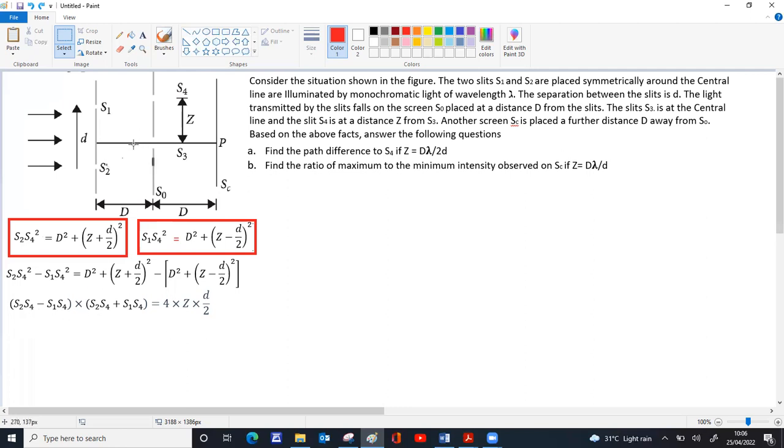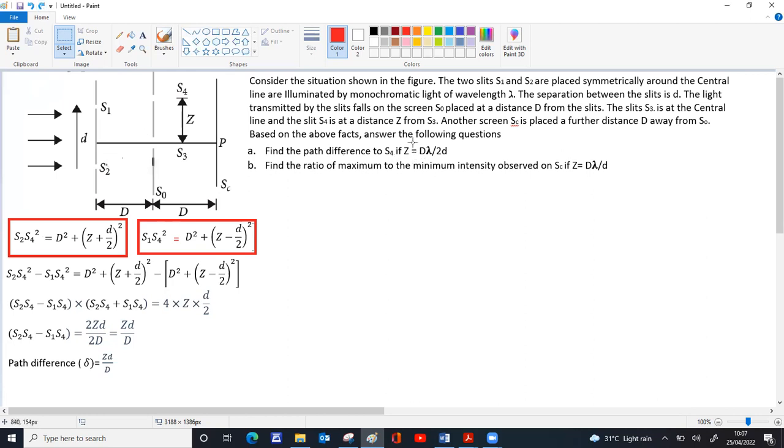For small distances, we have approximated S2, S4 and S1, S4 both as capital D. This will become 2D. So S2, S4 minus S1, S4 equal to 2Zd by this S2, S4 plus S1, S4. For small values, normally, it will be 2D. So 2 will go, S2, S4 minus S1, S4 equal to Zd by capital D, which is the path difference.